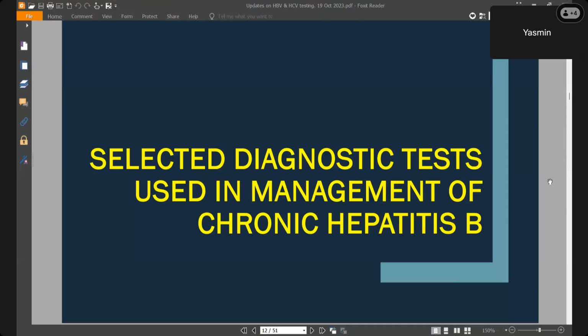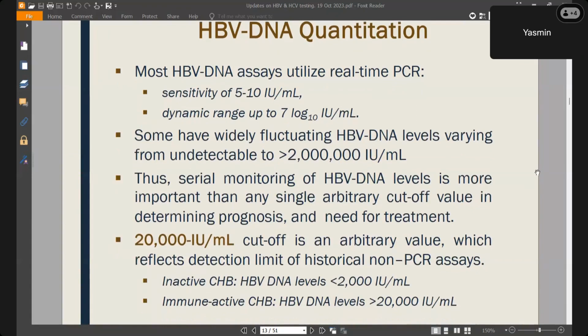The first one, next slide, please. The first one is HBV DNA quantitation. Of course, this one we've been using umpteen times for more than 10 years. The most beautiful thing is that currently the assay has reached such a level that it can detect as low as 5 IU per mil. That is very sensitive, ultra sensitive in fact. At the same time, it has one hell of a dynamic range, up to 7 log 10 IU per mil. So you can go as low as 5 and as high as 7 log. So very dynamic. That's what most of the real-time PCR assays available offer, which is great.